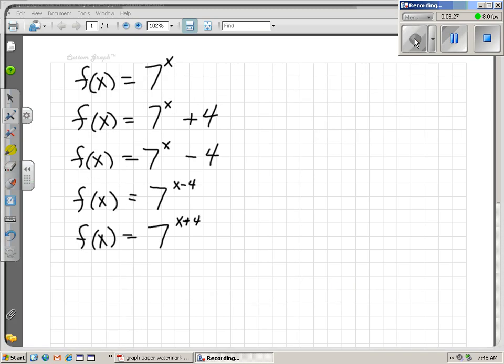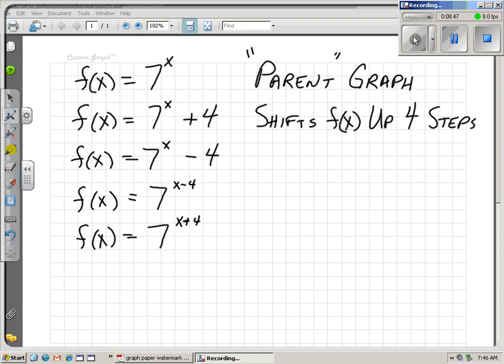What about translations? What if I give you f of x equals 7 to the x? We'll call that our parent graph. And what if I just perform all these translations on it? Which way does it slide? Well, hopefully you guys remember this from the other chapter about translations. Adding 4 to the end just raises the whole graph up 4. So it shifts the graph of f of x up 4 steps. -4 out here on the end does the opposite effect. It shifts the graph of f of x down 4 steps.